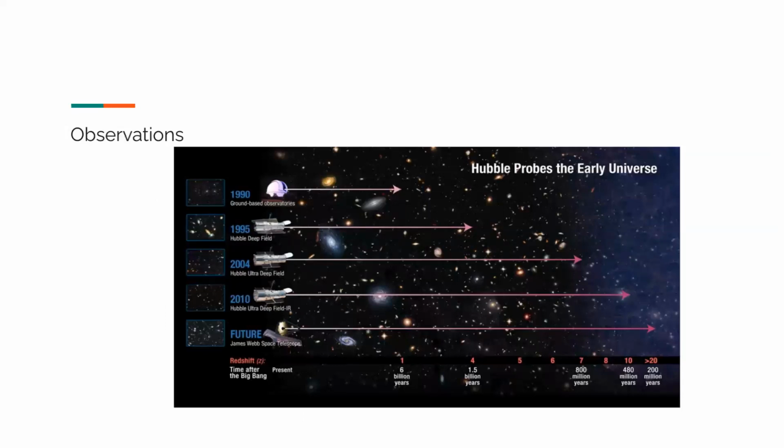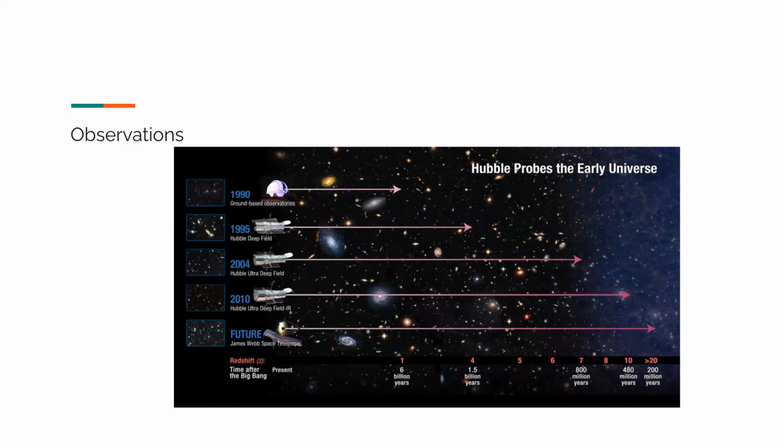And on the observations of these, early 1990s, we started with the ground-based observatories, but they're obviously very limited. So here I've got the redshift, which is very similar to your Doppler effect, if I can put it like that. You've got your ambulance passing by, and as it goes through, the siren dies down. Yeah, so the redshift is the same phenomenon, but in terms of wavelength.